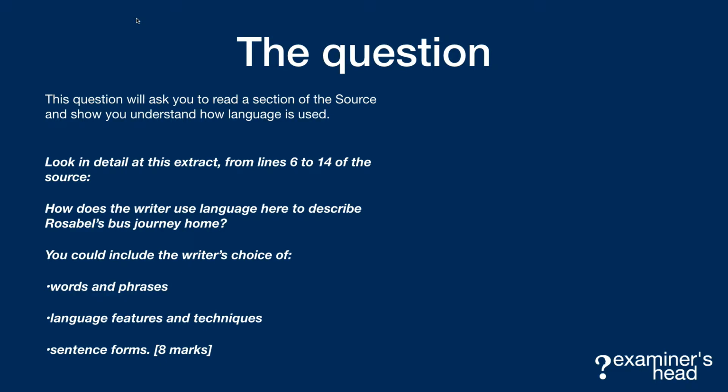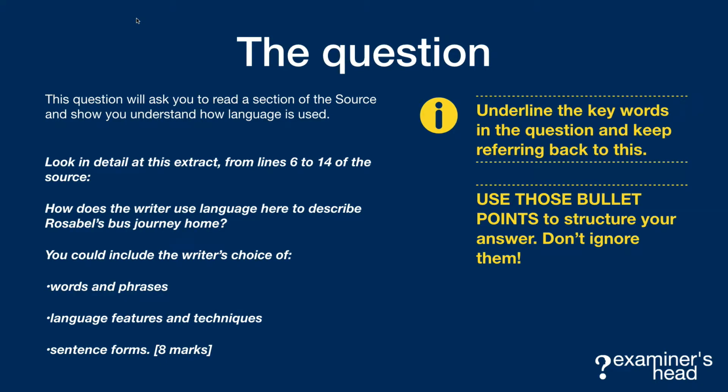So a couple of tips before you start to dive into trying to answer this question. First one is this. Look back at the question, underline the key words. Work out exactly what this question is asking you to do. And in this case, you're focusing on language and you're focusing on Rosabel's bus journey home. This will stop you from going off task. One of the big challenges with students getting the higher grades is they simply don't answer the question properly. If you underline the key words in the question, you're much more likely to answer it correctly.